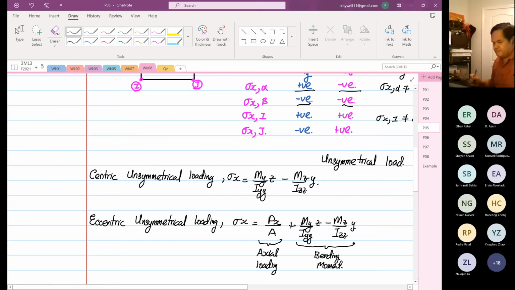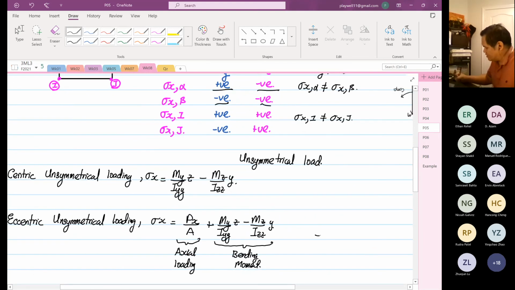Okay, so the key feature over here is again the moment vector. Compression, tensile. That's it. One thing applies for everything. That's the best thing.